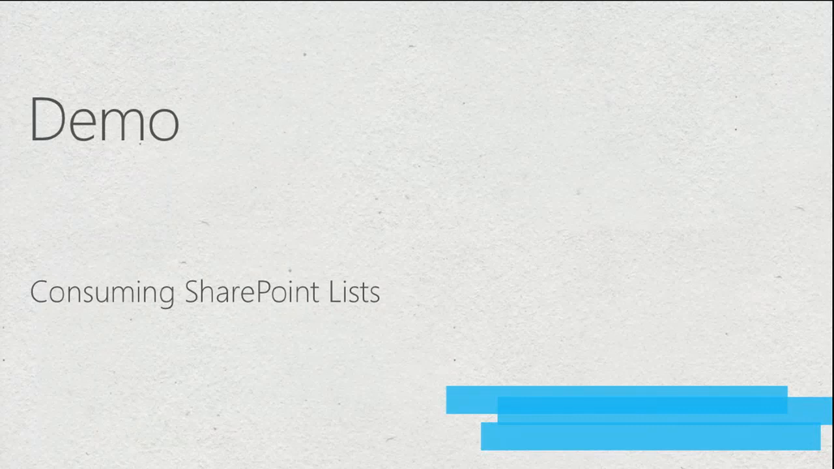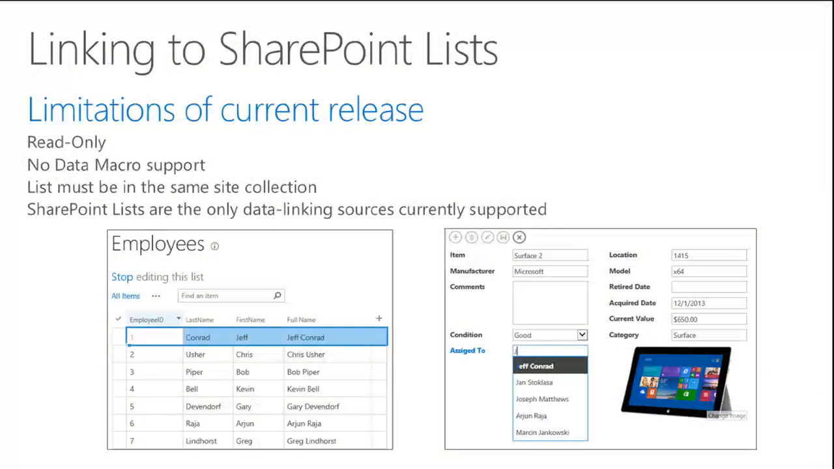Now just to recap for a second, and to go over a few more details, these connections are read-only. We're not able to write back to the SharePoint list, unfortunately. It's just a one-way data connection. And because of that, we do not have data macro support. We cannot perform data macros on this table. Also, the list must be in the same site collection, just because we're inheriting permissions and authentication from SharePoint. That is one limitation. And in addition, the SharePoint list is currently the only external data source that we allow for this type of linking.